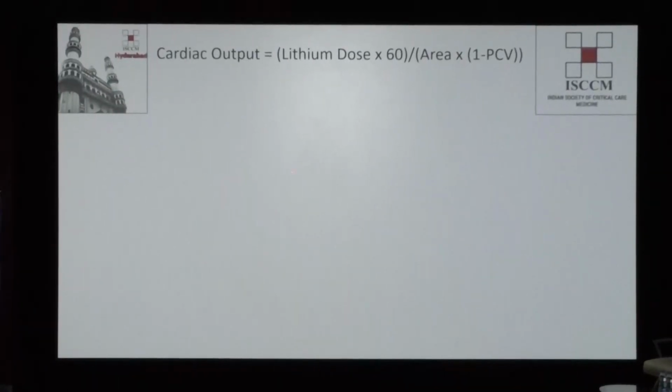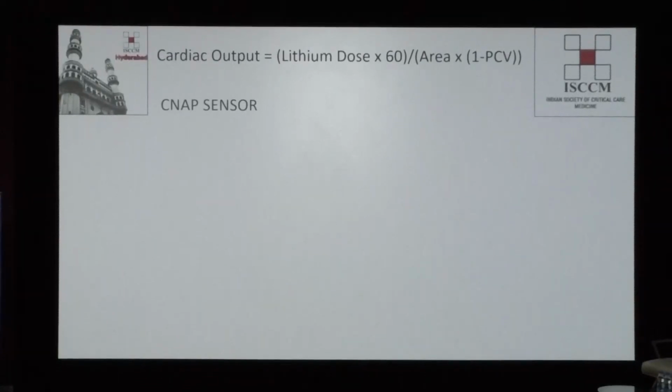It is given by this formula: lithium dose into 60, divided by area of the curve into 1 minus your packed cell volume. Because lithium gets distributed only in your plasma, that 1 minus PCV has come here.